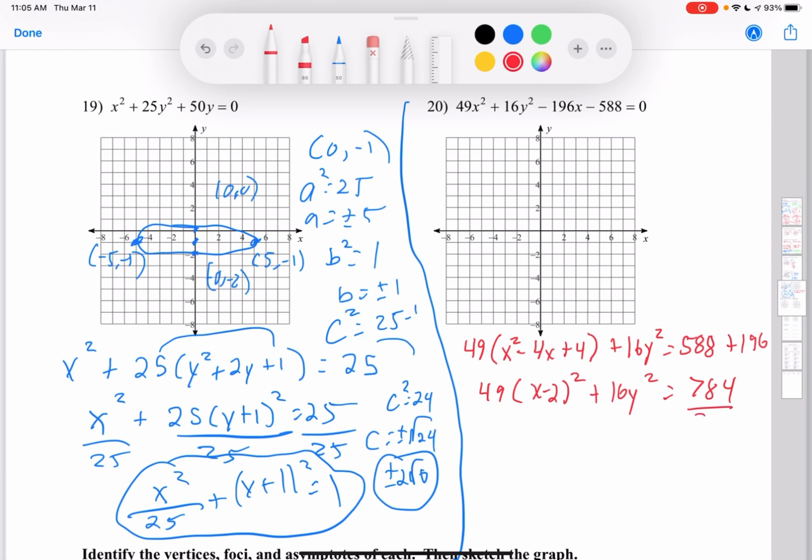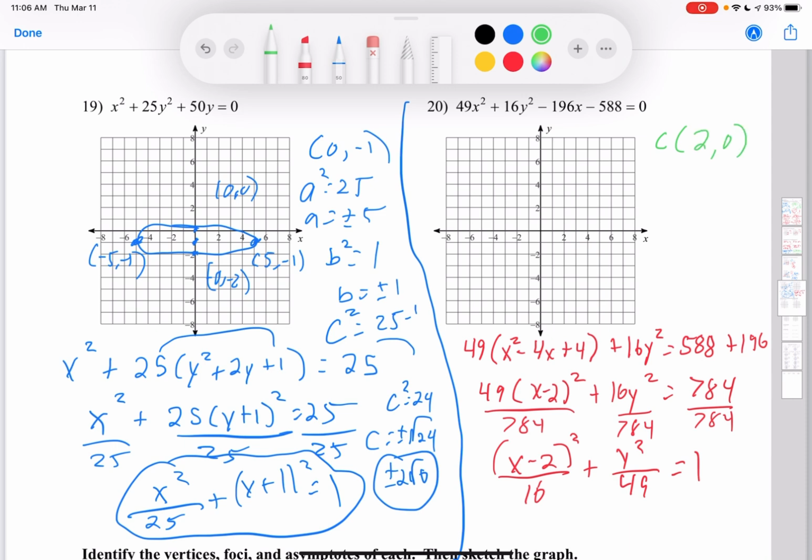Divide everything by 784. So 784 essentially divided by 49 is 16. So that gives us x minus 2 squared over 16 plus, well, this is going to be y squared over 49 equals 1. So we've got what we need. The center is going to be 2, 0. It's right there.